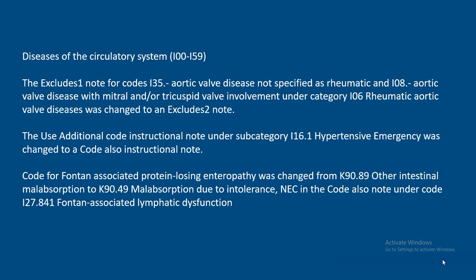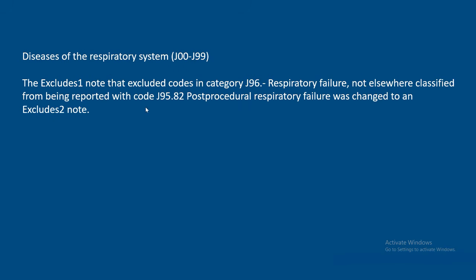Next, the circulatory system. Here also same, Excludes1 changed to Excludes2. Also they have changed the use additional code instructional notes to code also instructional notes. In the respiratory system also same. Previously we have an Excludes1 note under J96 along with J95.82. Now we can code both if the patient has respiratory failure as well as post-procedural respiratory failure.